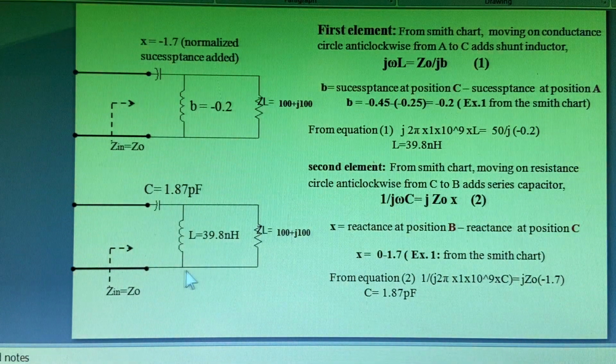This is an L matching network. Because of its shape, it is called an L matching network. By adding these elements next to the load impedance, we get impedance matching. So these values we can find easily from the Z-Y Smith chart, as I explained.